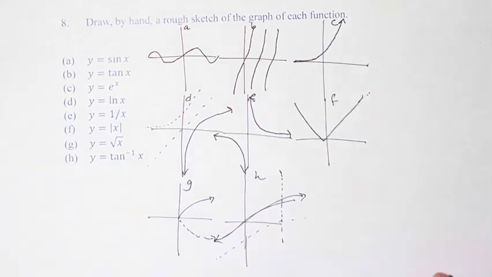So these aren't the clearest graphs, right? They don't go through any specific points, but you can get a rough shape of all the graphs from these sketches. And this is the level of detail which the book is actually asking you to do.